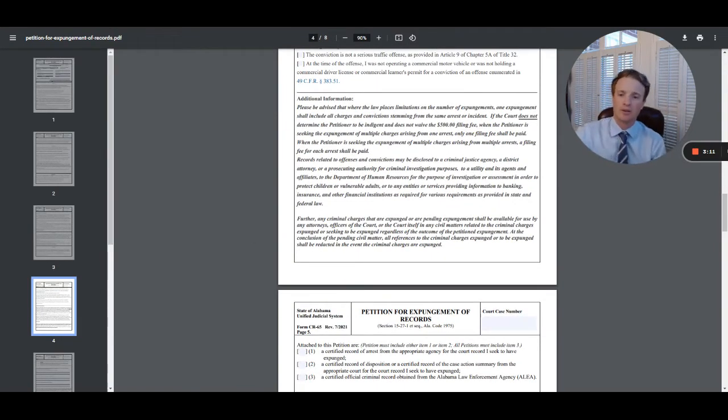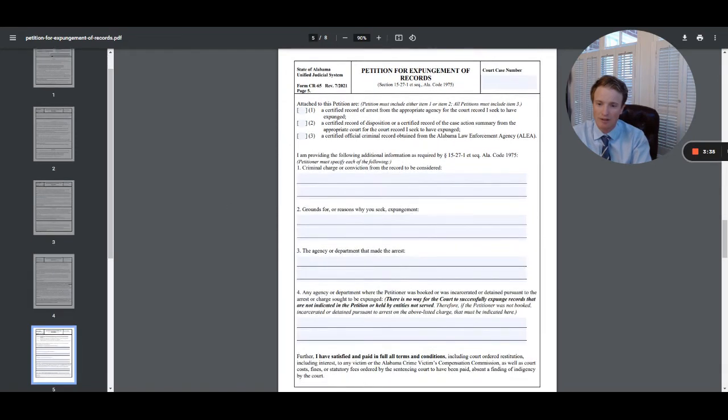And then here it goes through that you're under oath, what the filing fee is, and that it doesn't necessarily erase all parts of it, that these records can still be disclosed to a criminal justice agency, district attorney, or prosecuting authority for criminal investigation purposes, or to DHR.